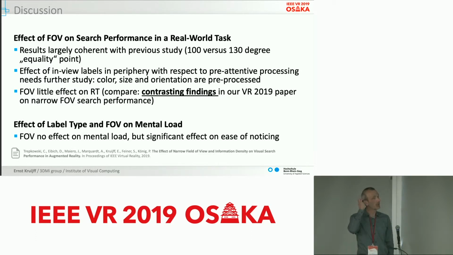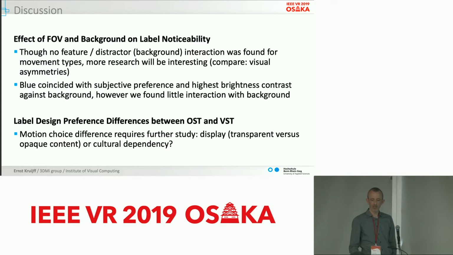Briefly, a couple of points on discussion. As said, the results were largely coherent. In the first study, the old study that we showed on search performance, there are some issues that we need to take a closer look at. Pre-attentive processing of information in the periphery, which we could not do right now. Color, size, and orientation are pre-processed. We don't know exactly right now how this affects performance. And we actually had some contrasting findings based on reaction time, response time, sorry, where at least for very small fields of view, in another study which we presented this morning, we could find an effect which we could not find here. There was no effect on mental load, which is kind of strange, but we don't know yet what it is about.